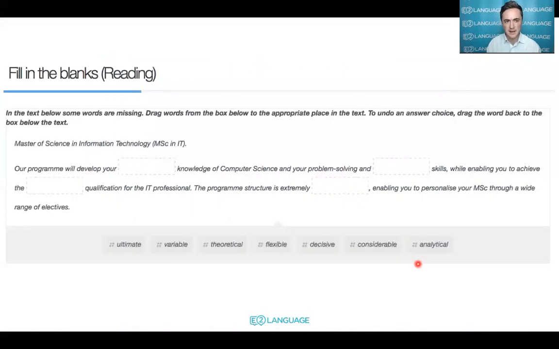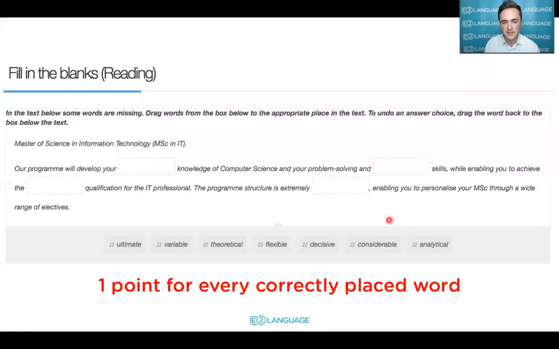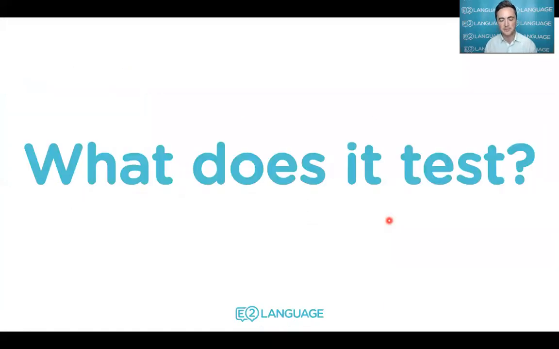This is what PTE reading fill in the blanks looks like. It's pretty straightforward. You just have to drag one of these into the correct blank. That's all you have to do. Well, yes, that's all you have to do, but how you do it is actually very complicated, and there's a lot to it. So you get 1 point for every correctly placed word.